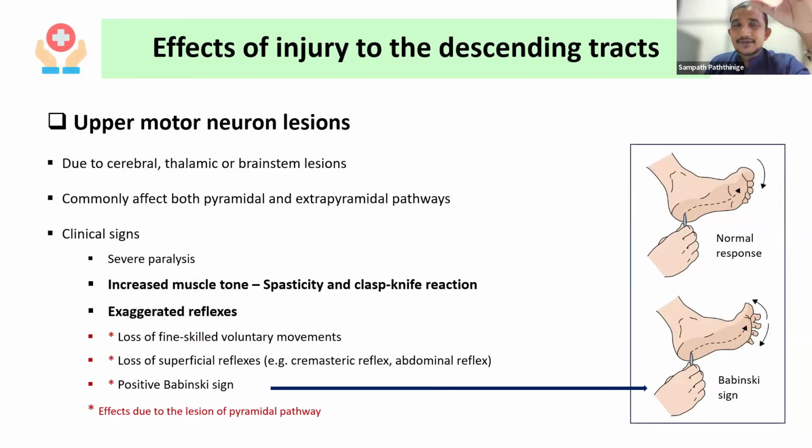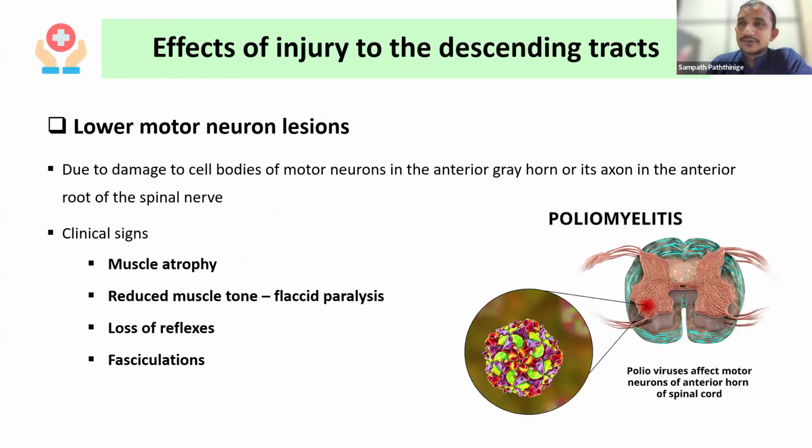So the effects of the upper motor neuron lesions and the lower motor neuron lesions are different. You have learned this in your clinicals, right? The upper motor neurons cause a spastic type of paralysis with exaggerated reflexes. There will be loss of superficial reflexes, positive Babinski sign, all that. But the lower motor neuron gives rise to reduced muscle tone, right? So there will be fasciculations, and the muscle atrophy will be much more serious, right?